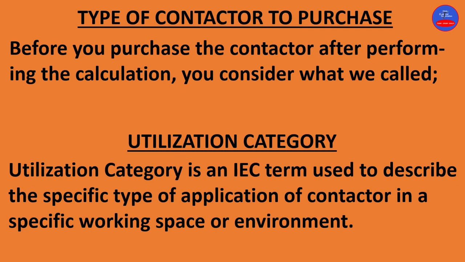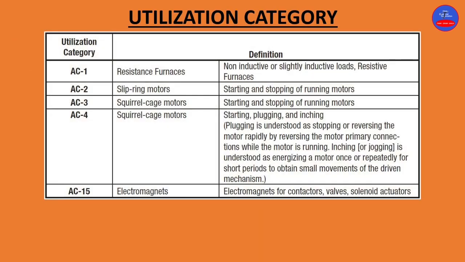Okay, it is now left for us to go and buy that particular contactor, and they are telling us that for us to be able to know a particular type of contactor, we use what we call utilization category. Okay, let's see here. Now we see this chart. In this chart we have the utilization category. It consists of AC1, AC2, AC3, and then AC4, AC15. Okay, let's look at the definition.